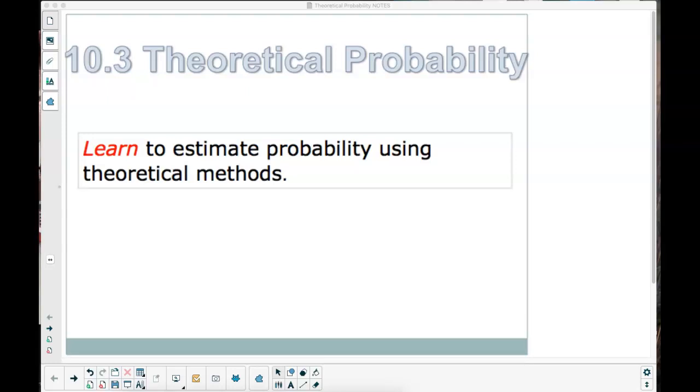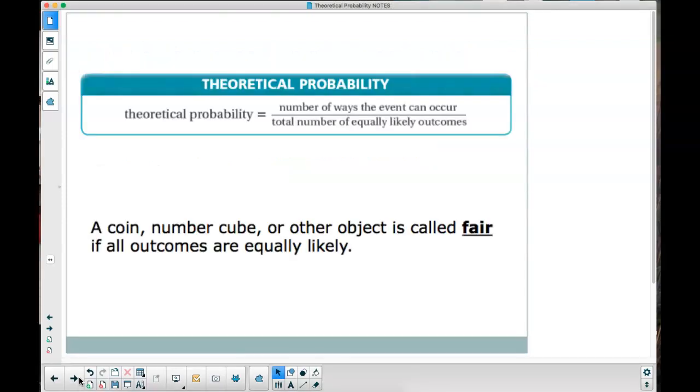Okay, so today we're going to talk about theoretical probability. Yesterday was experimental probability, where we conducted an experiment and found the probability. Today we're going to talk about theoretical. So theoretical probability is the number of ways an event can occur over the total number of likely outcomes.